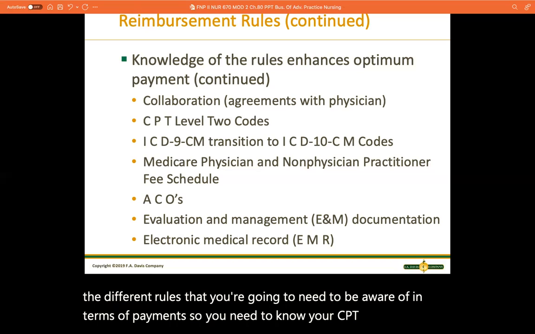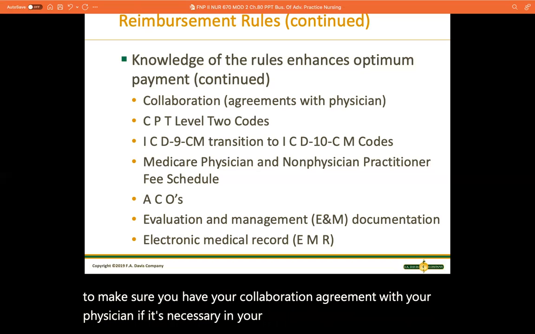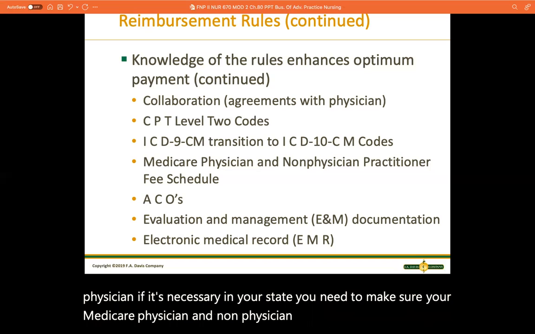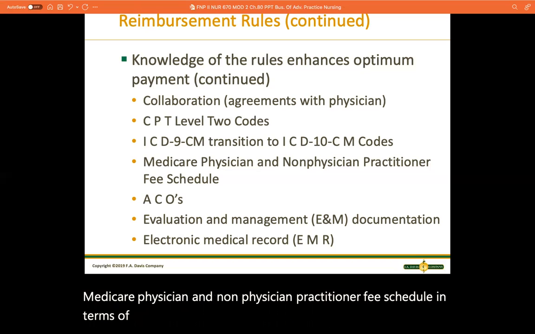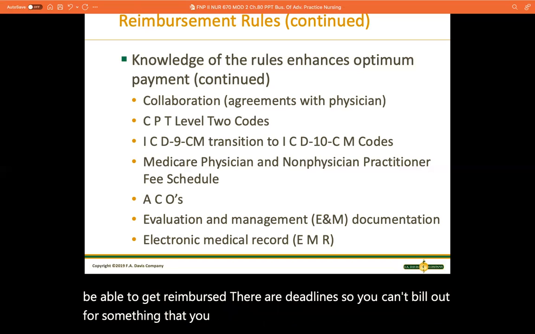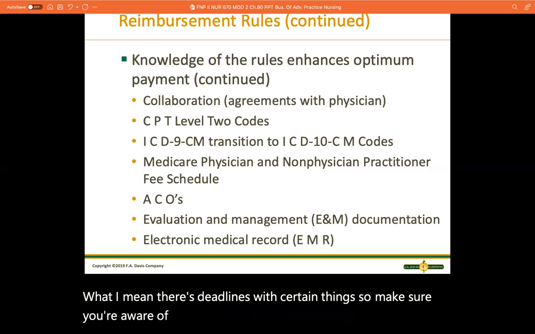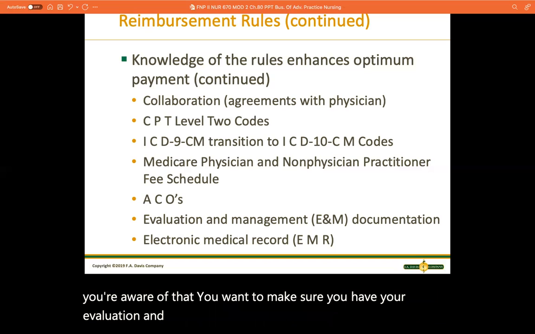You need to make sure you have your collaboration agreement with your physician if it's necessary in your state. You need to make sure you know your Medicare physician and non-physician practitioner fee schedule in terms of the timing of putting things in, and when you're going to be able to get reimbursed. There are deadlines. So you can't bill for something that you did 5 years ago. You know what I mean? There are deadlines with certain things. So make sure you're aware of that. You want to make sure you have your evaluation and management documentation and your electronic medical record.